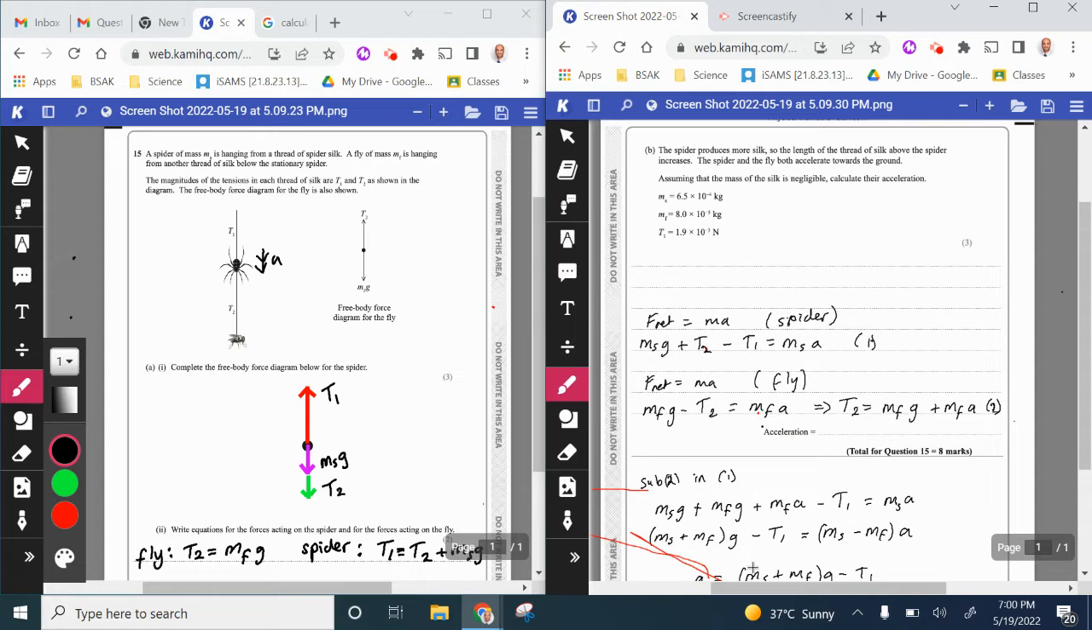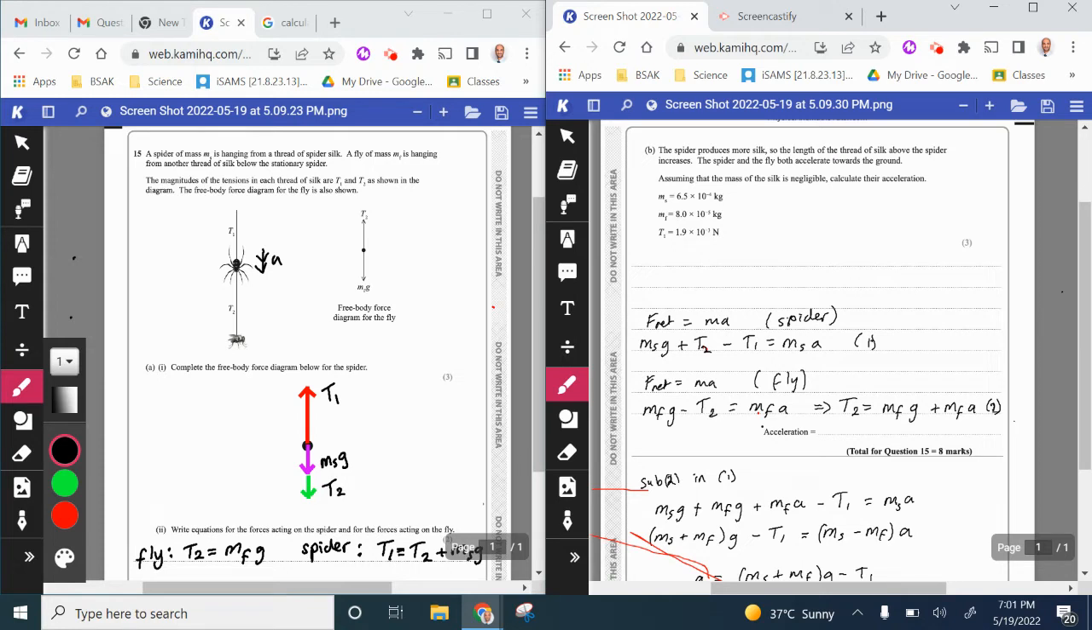Assuming that the mass of the silk is negligible, calculate the acceleration. So we're not associating any weight to the silk. So the only two weights that we're associating with are the weight of the spider and fly. So here we are going to begin with looking at the forces on the spider first and create a couple of expressions of the forces on the fly and the spider.